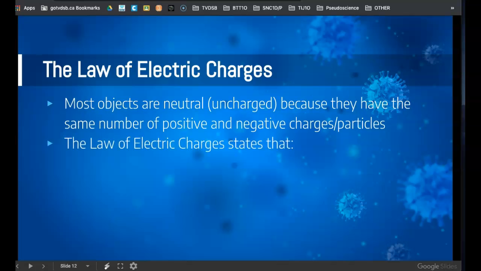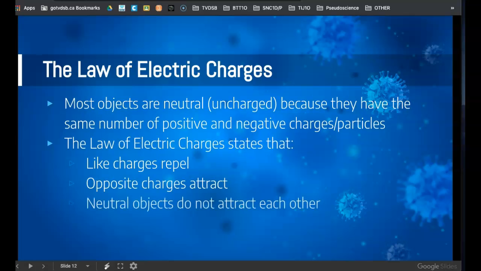Now, the law of electric charges says that any like charges are going to repel. So if I have 2 negatively charged objects, they're going to try to push away. If I have 2 positively charged objects, they are also going to try to push away from each other. Now, if I have 2 oppositely charged particles, however, they are going to attract. So a positive will be attracted to a negative, and a negative will be attracted to a positive. If I have 2 neutral objects, they're just not going to care.